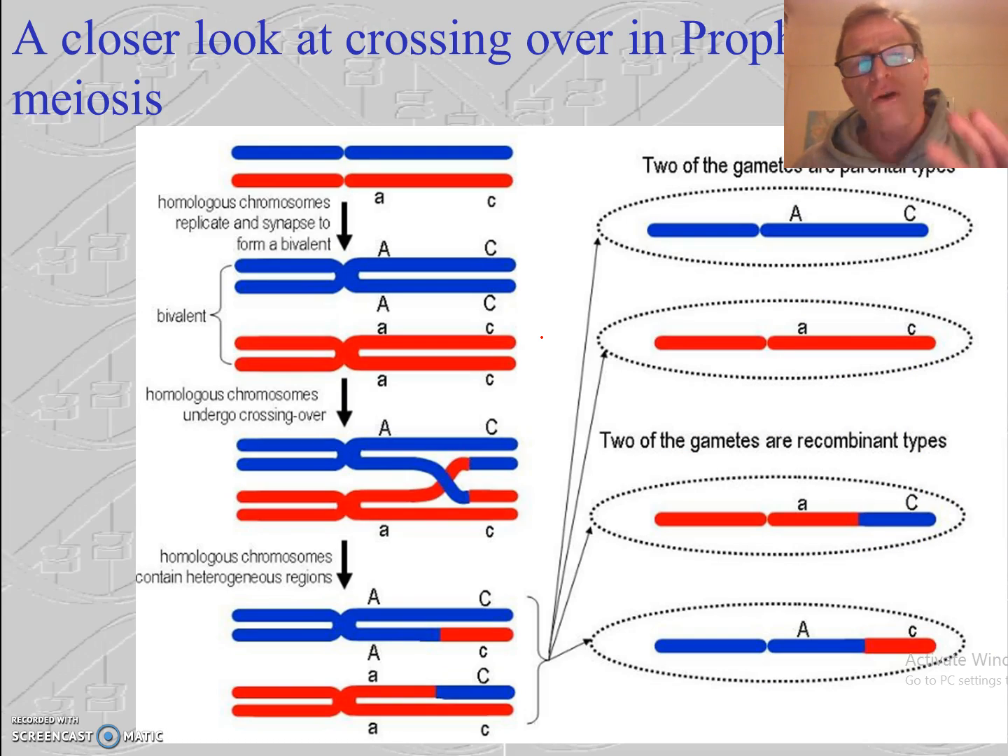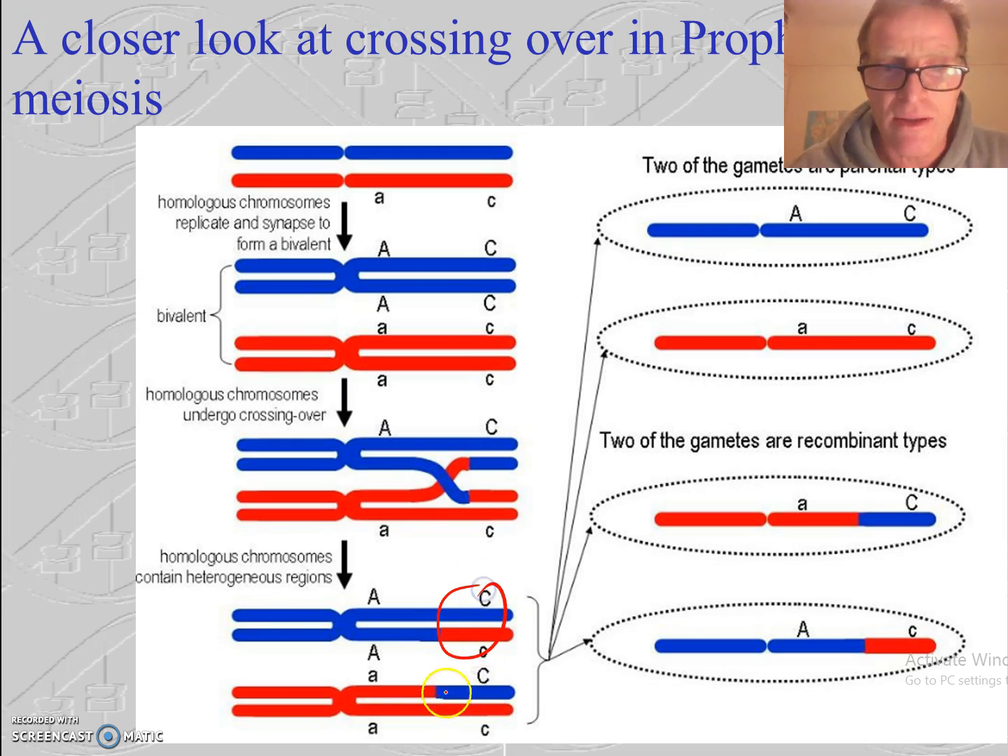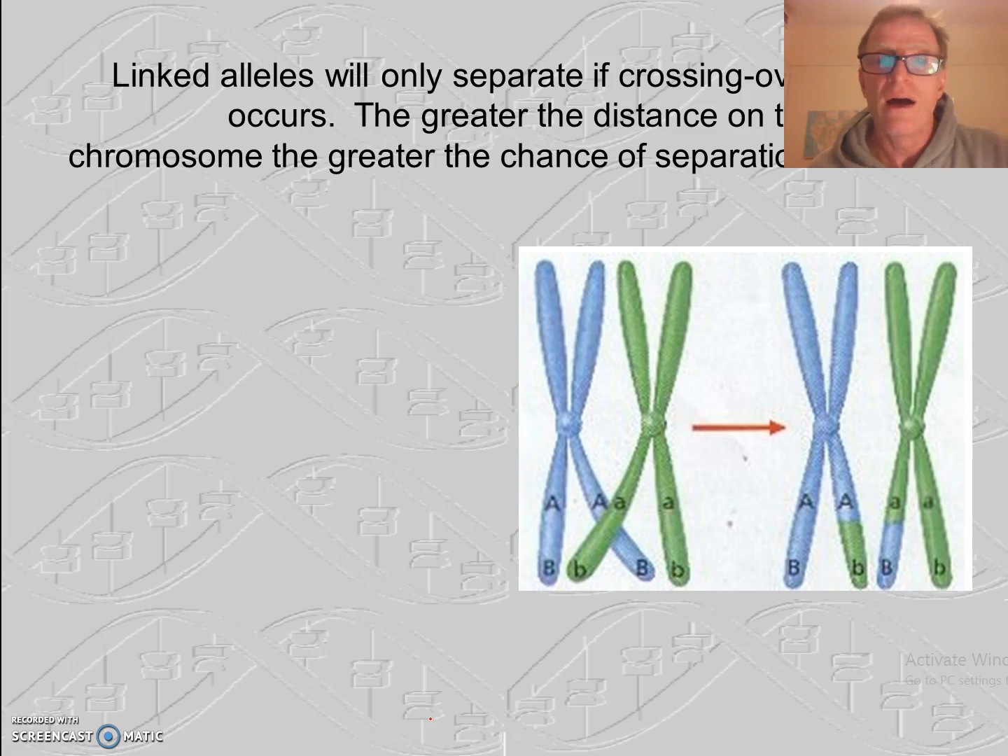So again, just to look at that crossing over step in a little bit more detail. In prophase 1, as those homologous chromosomes pair up, they stick together. They're like 2 sticky pieces of bread dough. And then when you pull them apart abruptly, you can see that you get some of these segments crossing over, and that increases genetic variation.